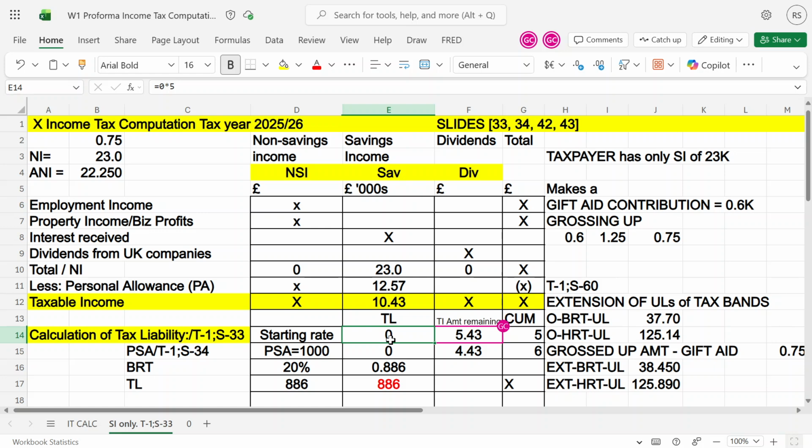So if the savings income is more than 5,000, then we have this 1,000. Yeah, that's right. If the savings income was only 5,000, then you could not get the PSA benefit, because that means all your income is already used. So they can coexist.